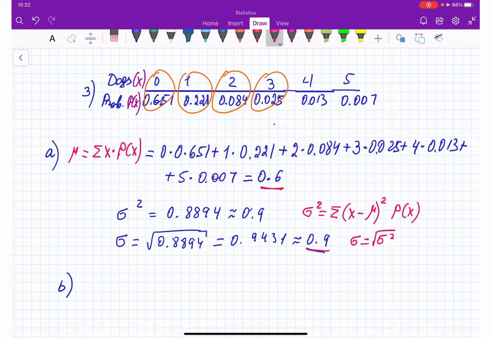So, all right, which means a household with an average of 0.6 dogs, with standard deviation 0.9. Okay?